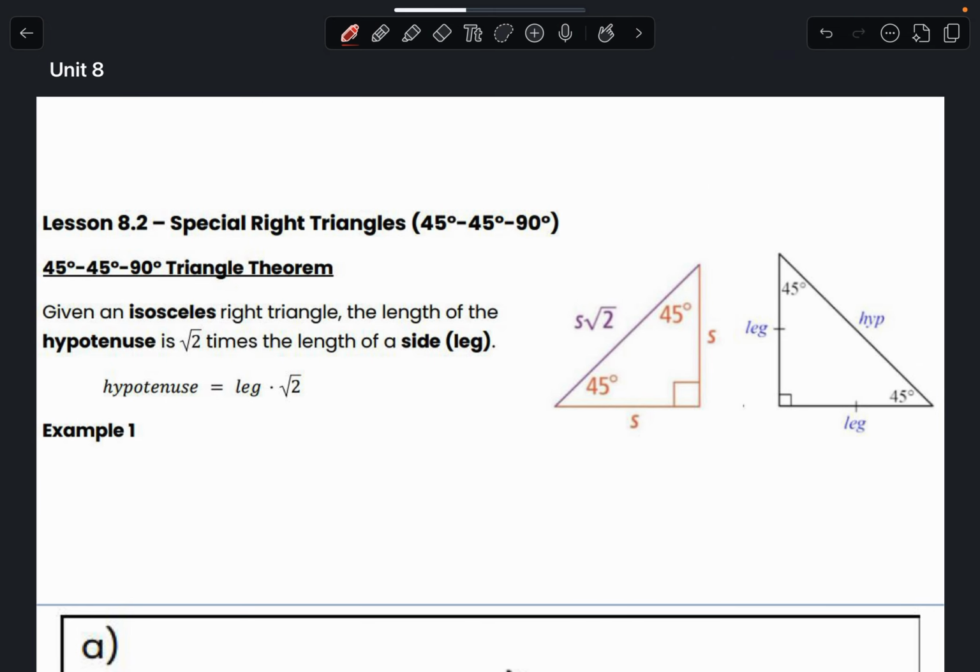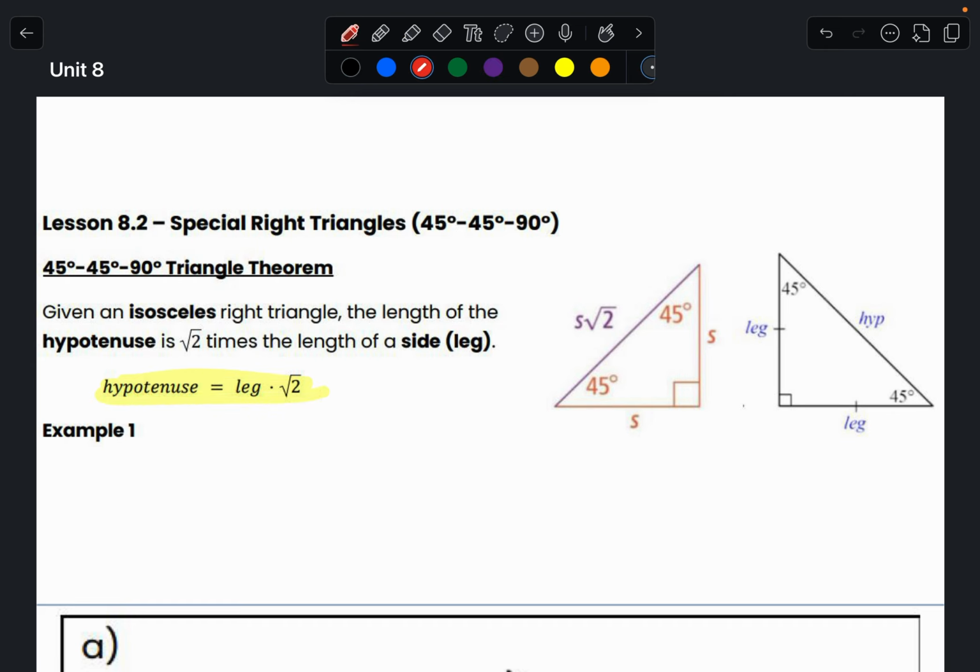Okay, now we're going to go over 8.2, which is about special right triangles for 45-45-90 degree triangles. The 45-45-90 theorem says that if you're given an isosceles right triangle, then the length of the hypotenuse will be the square root of 2 times the length of a side or leg, which is the formula that you have to remember right here: the hypotenuse equals the leg times the square root of 2.